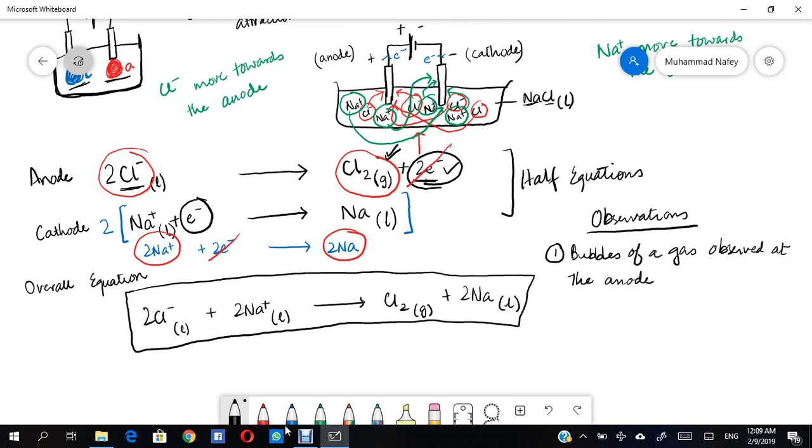And what's the property of this gas? It's chlorine gas. And from the chapter on identification of gases and ions, we know that chlorine gas bleaches moist litmus paper. So we can say that bubbles of a gas are observed at the anode which bleaches moist litmus paper.